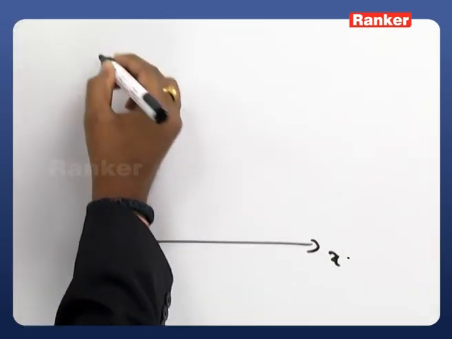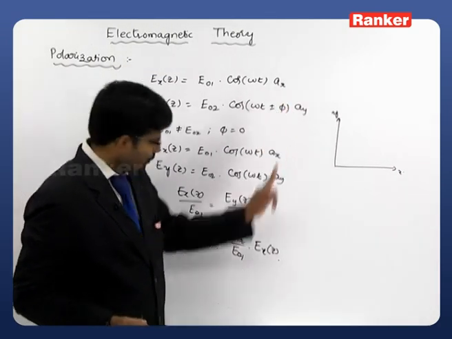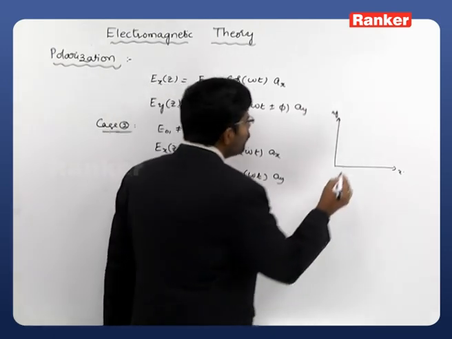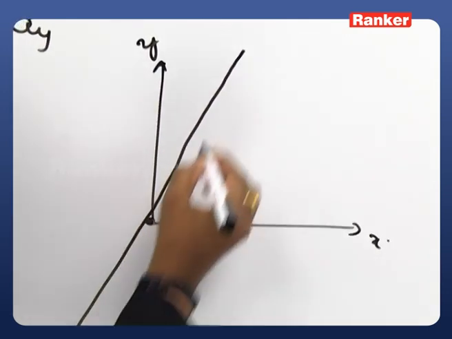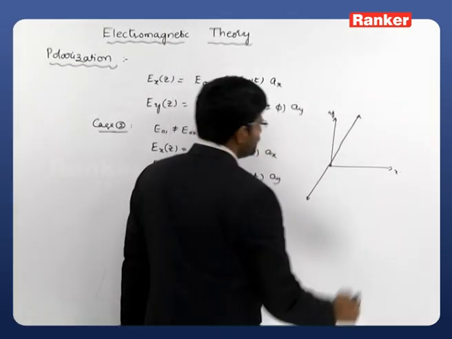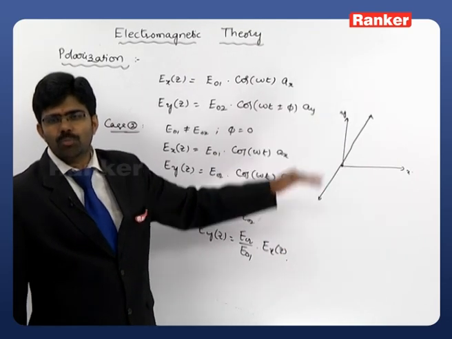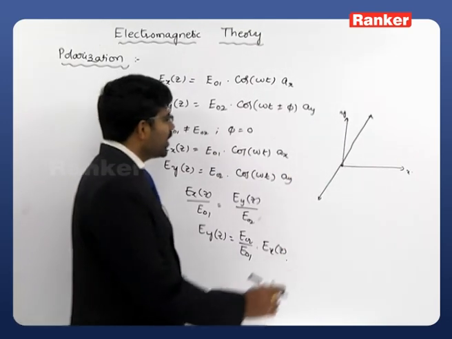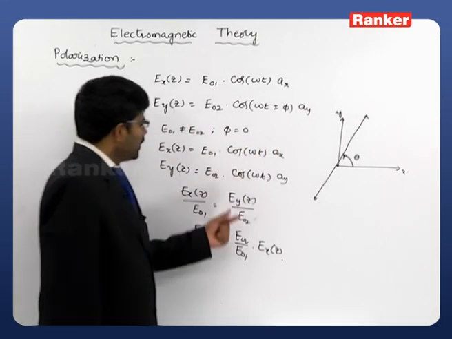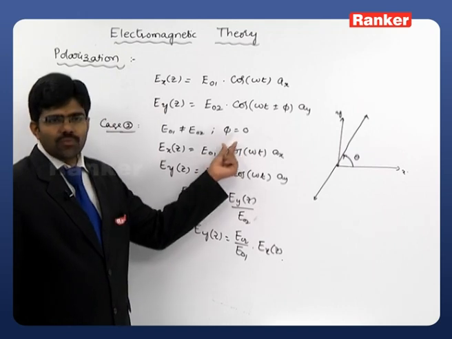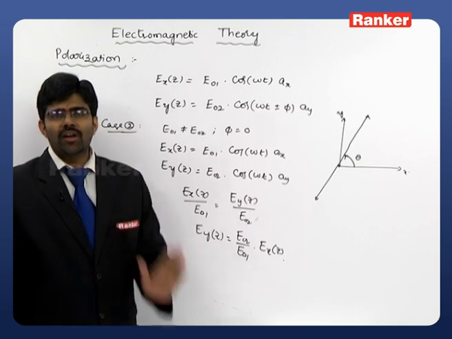On the x axis we have Ex of z, on the y axis we have Ey of z. If you draw the graph between these two, the graph is a straight line which passes through the origin, so it may be like this. Once again it is a straight line, but the polarization angle may not be 45 degrees. So clearly, once again, we can observe that two equations with different amplitudes but zero phase difference give us a linearly polarized signal.